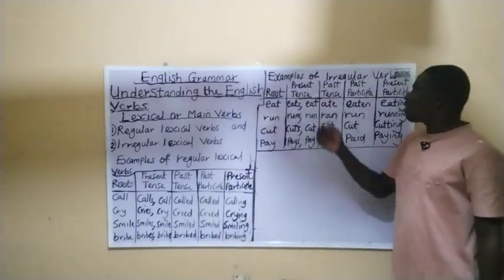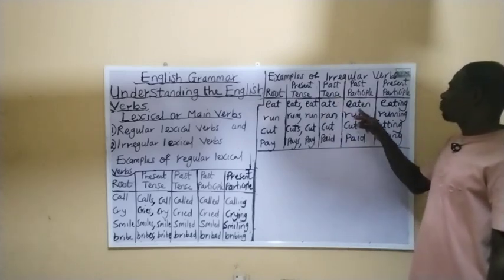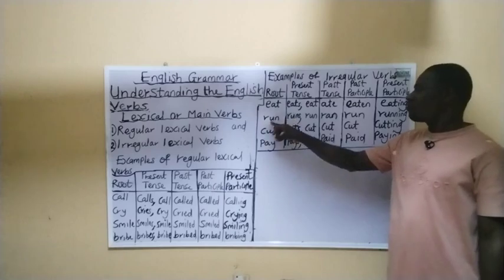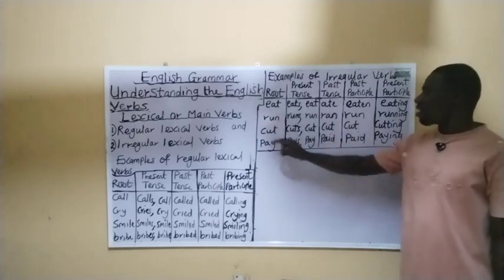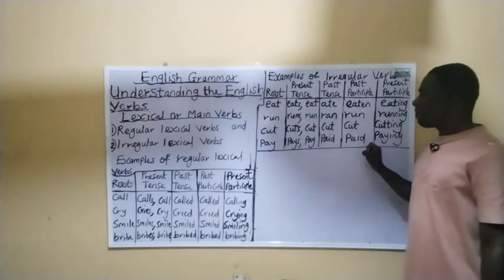Okay, for the irregular verbs, we have the past tense ate. We have the past participle eaten. So we have eat, ate, eaten. Run, we have run, ran, run. We have cut, cut, cut. Then we have pay, paid, paid.